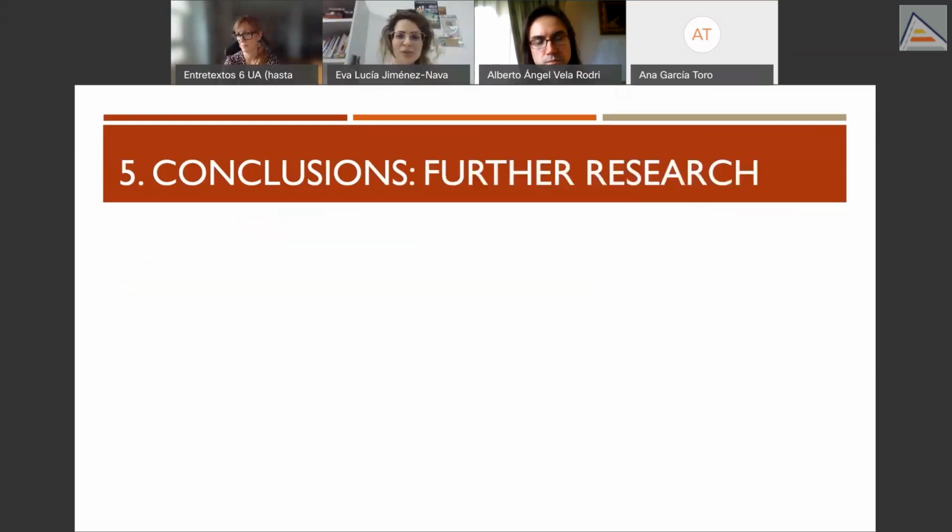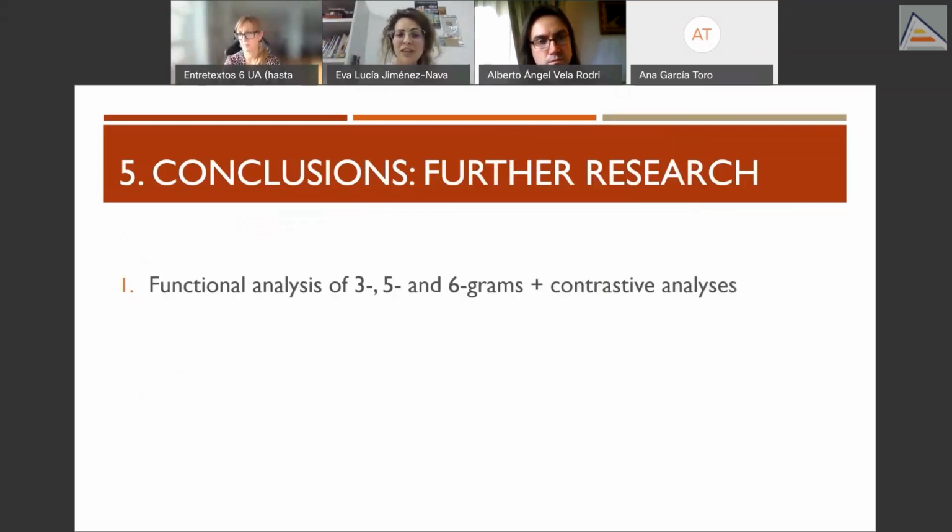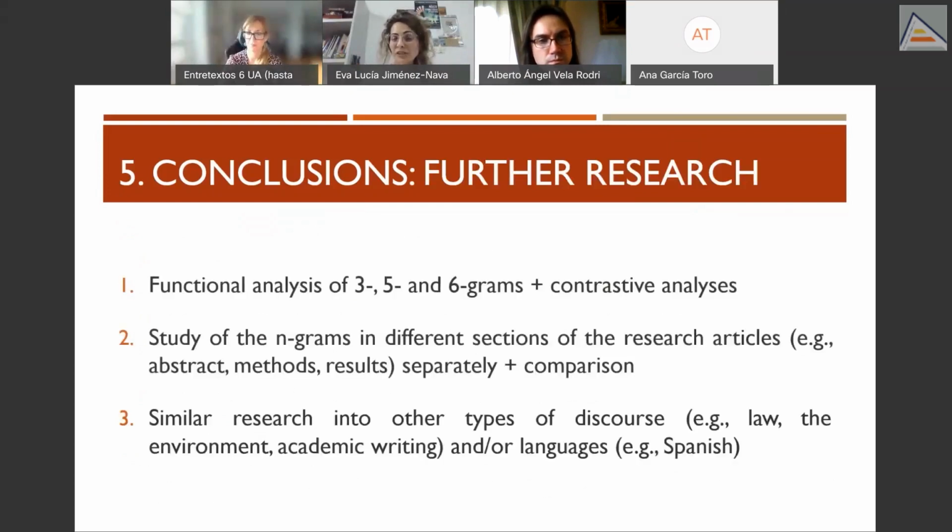Finally, I would like to share with you some lines I could follow in the future. So I think I could analyze the functions of the other grams I discarded in this study, 3, 5, and 6 grams, and I could do some contrastive analysis of all the different types of grams.